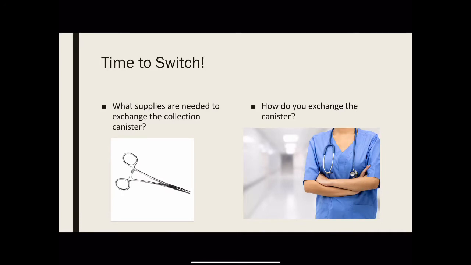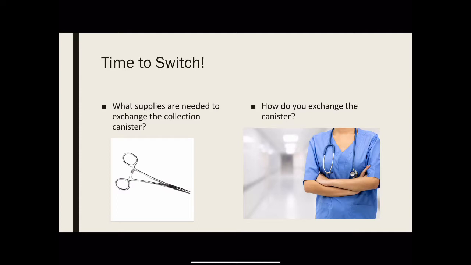So time to switch things out. What supplies are needed to exchange the collection canister? Answer to this would be you want that hemostat. You need a new collection canister because you're not going to just reuse the old one because there's potentially something wrong with that. And then you'll also want new suction tubing.